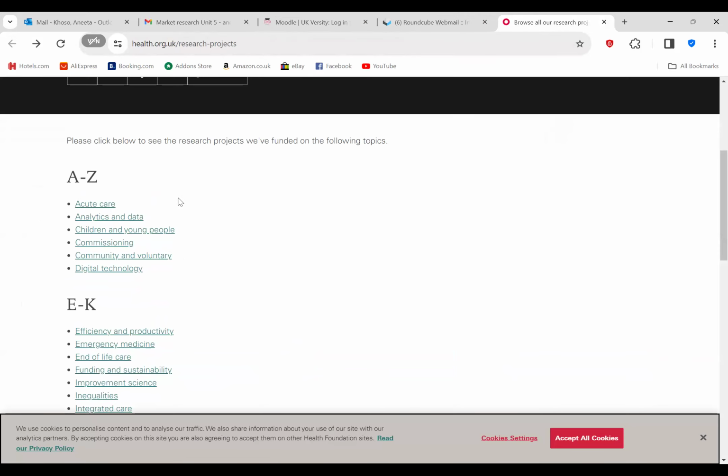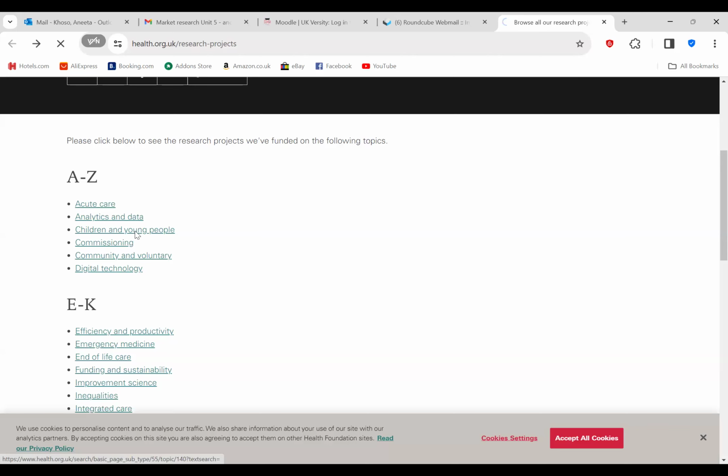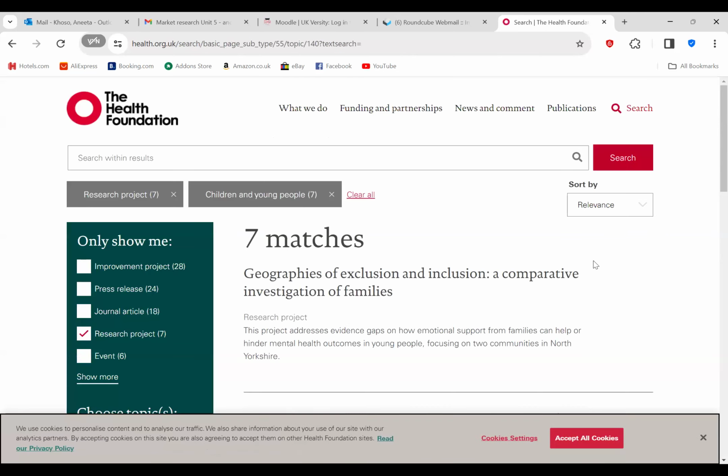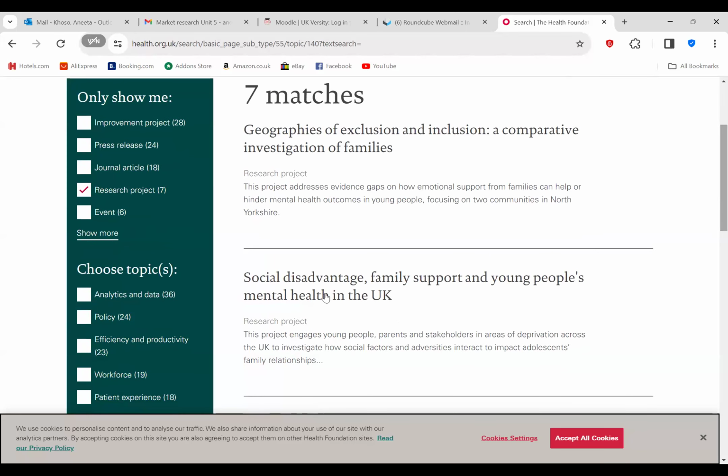Okay. So let's see something like children and young people, if we want to work on that. So I'll stop sharing and then I'll share again just to make sure that it's in front of you. Okay. So what are the things that we can talk about on children? There's a research project that looks at social disadvantage, family support, and young people's mental health in the UK. You don't need to see all the UK children within your project, but you can.